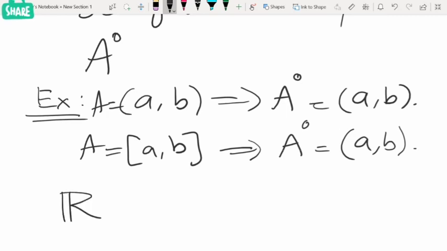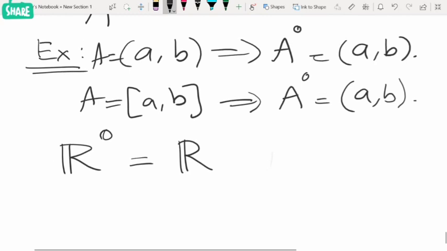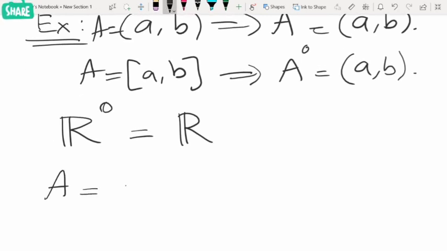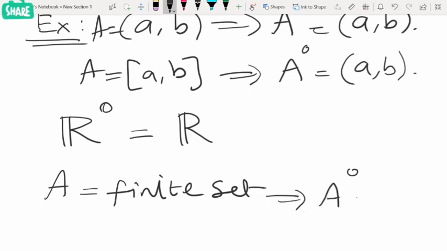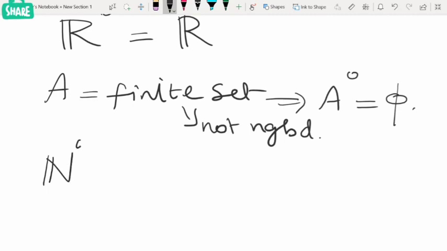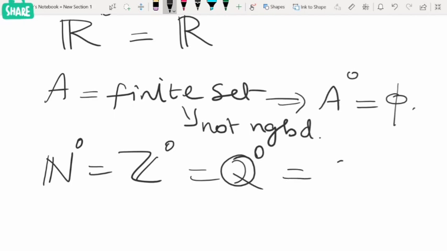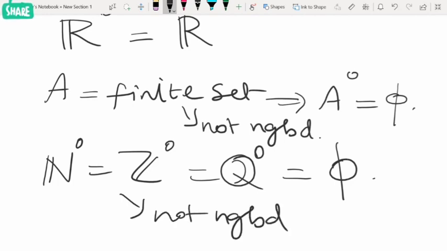Okay, what about R naught? For the set of all real numbers, this is equal to R because it is a neighborhood of each of its points. What if A is a finite set? Then A naught is empty because it is not a neighborhood of any of its points. Similarly, for the natural numbers, the integers, and the rationals, the interior set is empty because it is not a neighborhood of any of its points, so it doesn't have any interior points.